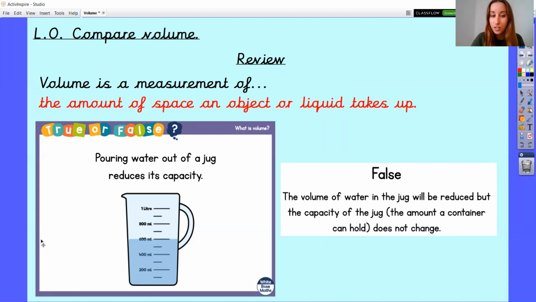The thing that will change is the volume of water in my jug. So remember, volume is the amount of space an object or liquid or gas or whatever takes up. So the amount of space that my liquid takes up in this container will change if I pour some out, okay? But the capacity of my jug won't change, okay? So that's just to remind you that volume and capacity are different. It's not about the amount of space in something, it's how much space that object takes up.